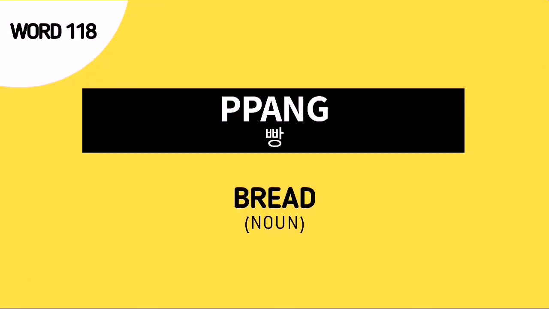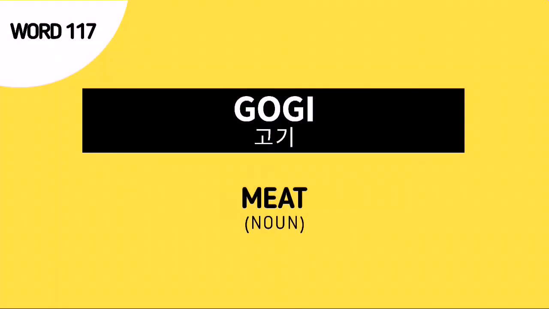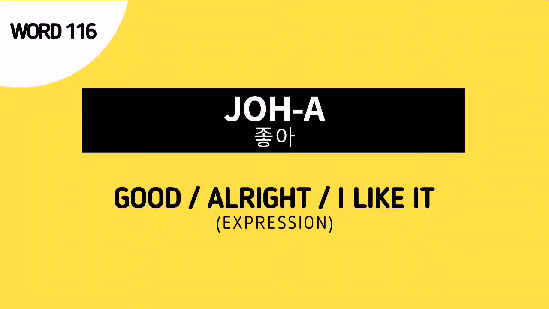Word number 118 is pang, and this is the Korean noun for bread. Word number 117 is gogi, and this is the Korean noun for meat. Word number 116 is chowa. This is an adjective used to describe something as good, alright, or likable.